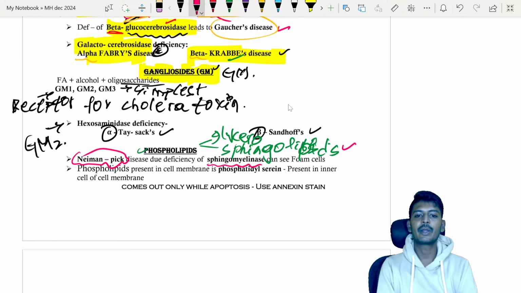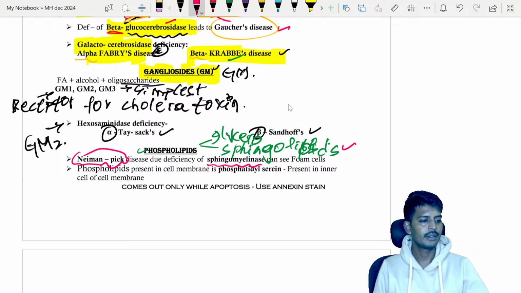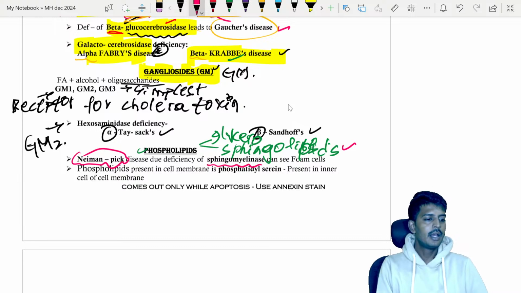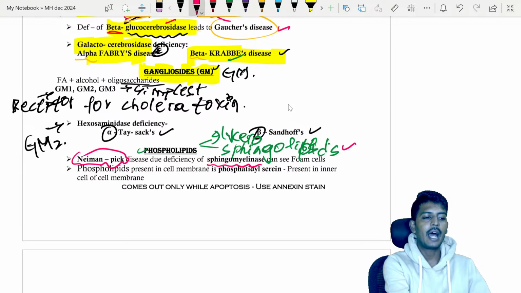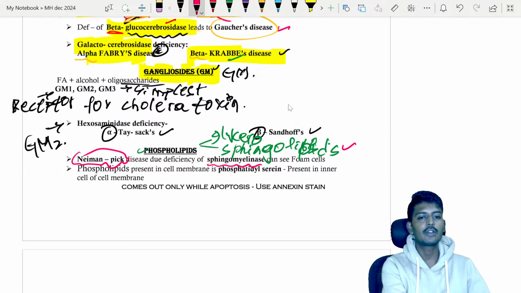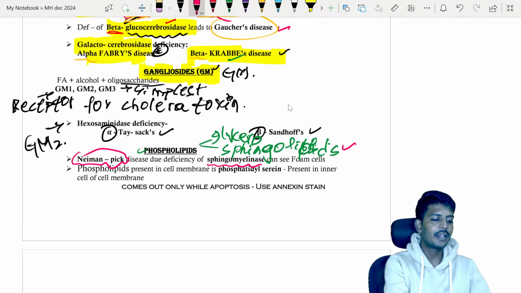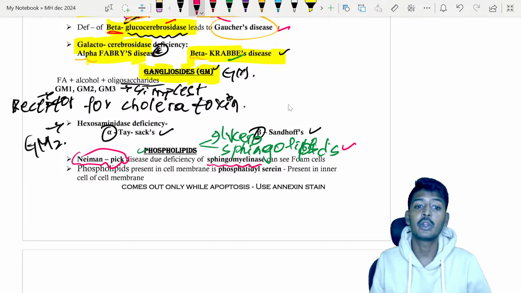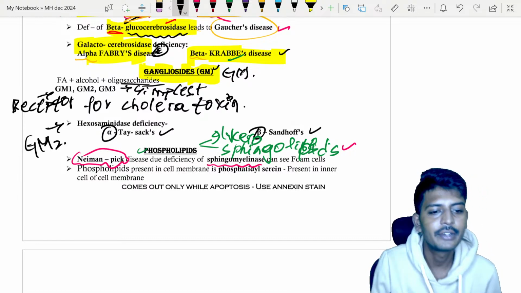In the same disease, you can see which cell? Foam cells. Foam cells are also seen in which disease? Let's see if you can recall. Come on, any guesses? Foam cells are seen not only in Niemann-Pick's disease but also in atherosclerosis. Okay, all right, let's continue.